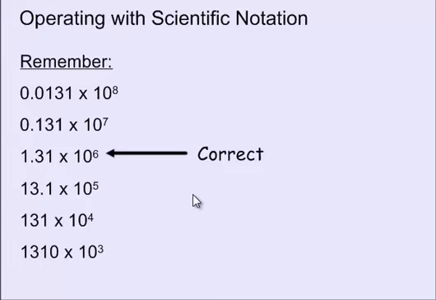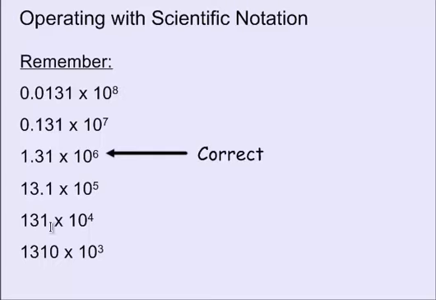We're on lesson 4 of chapter 3 today. We're looking at operating with scientific notation. One thing to remember before we begin, there are all these different ways of showing the same number when you're using scientific notation. We have 1,310 times 10 to the third. We have 0.0131 times 10 to the eighth.